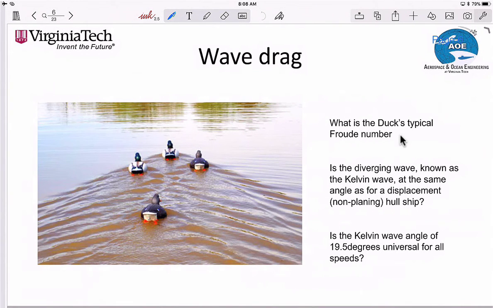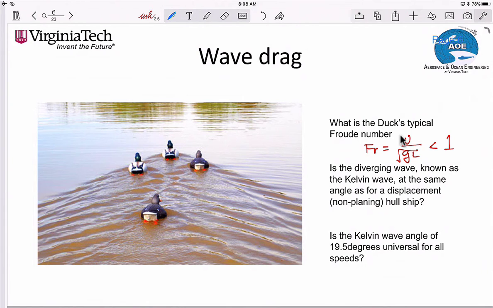Well, it's interesting. If we look at low-speed bodies on the surface, even ducks generate a diverging wave pattern. And so the question would be, what is the duck's typical Froude number? Froude number is defined as their swimming speed over the square root of gL. Anybody able to guess what the duck's Froude number is? Well, it's much less than 1, that's for sure. We'll come back to this in a second.